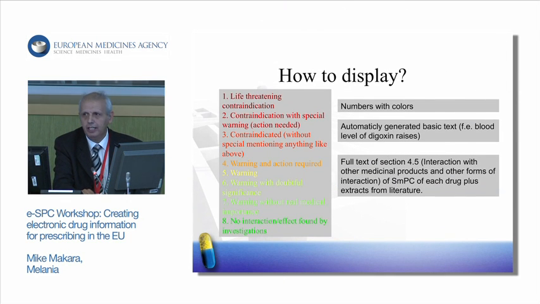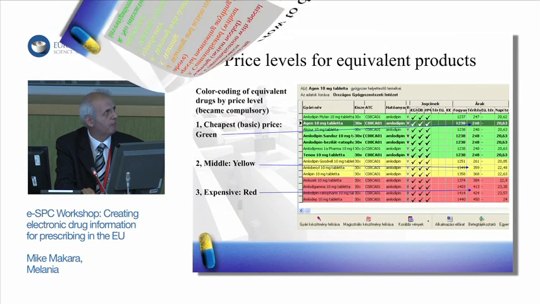So how to display? Colors and text, numbers, warning numbers. 1 is the most important, 7 is less important. There can be automatically generated short text. A doctor has a few seconds to make a decision about a prescription. Within a few seconds, he won't go through the SPC and find out where it is. So we give a short sentence, such as: this blood level rises. And the third is naturally all the SPCs, for example 2 or 3 drug SPCs, which can be linked to the full text of science.